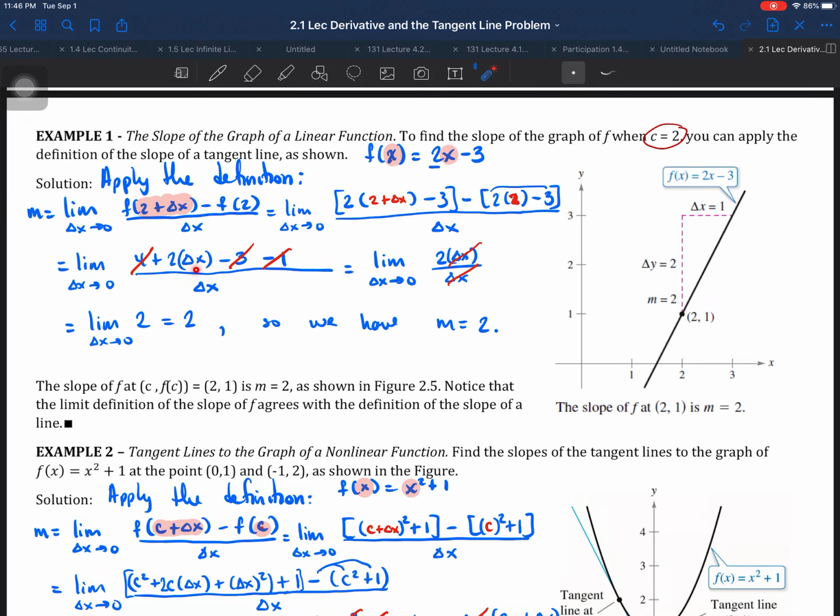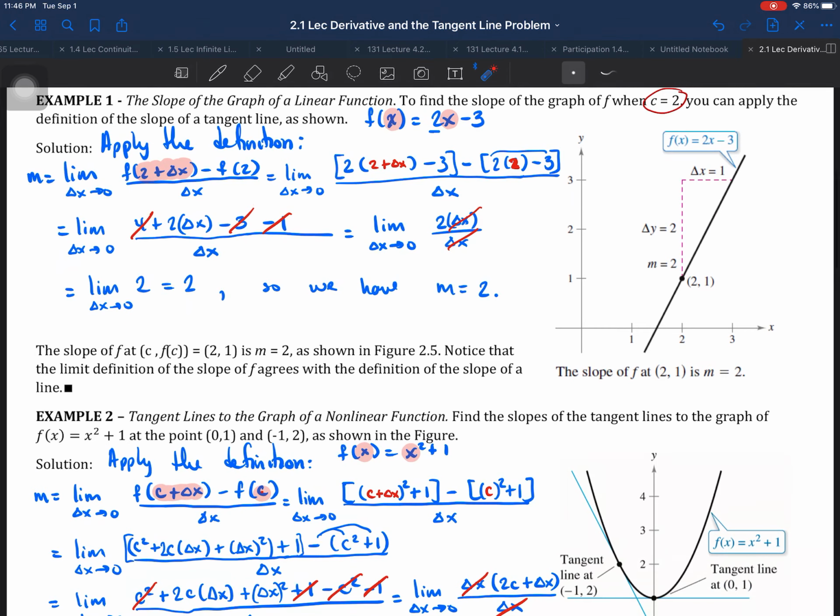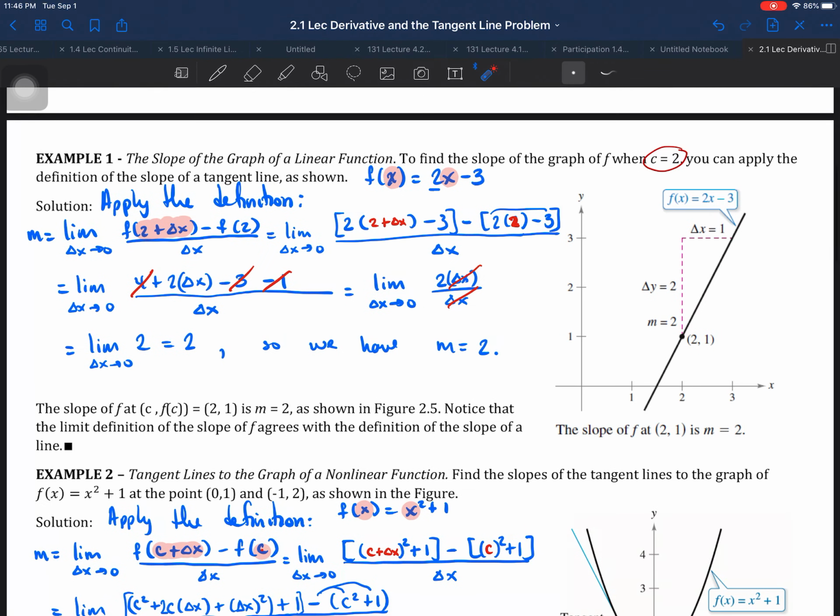Now you have 2 delta x over delta x, equals the limit as delta x goes to 0 of 2 times delta x over delta x. Cancel those delta x. And then you end up having just the limit of 2 as delta x goes to 0. So what's the limit of a constant? The constant itself, right? There's no change there. So what we have here is that the slope of the graph at c equals 2 happens to be 2.